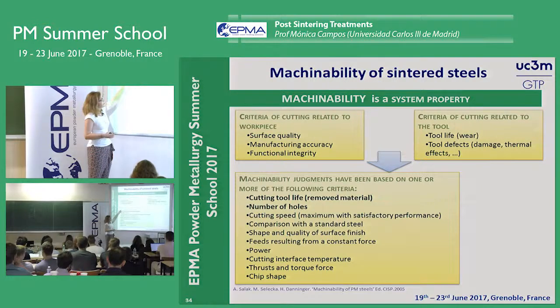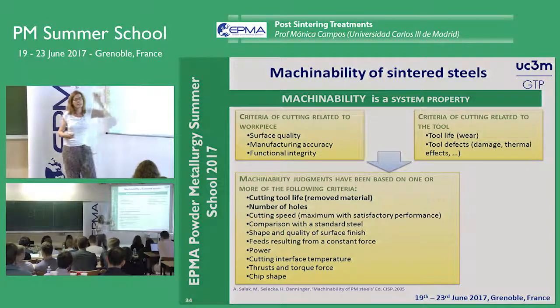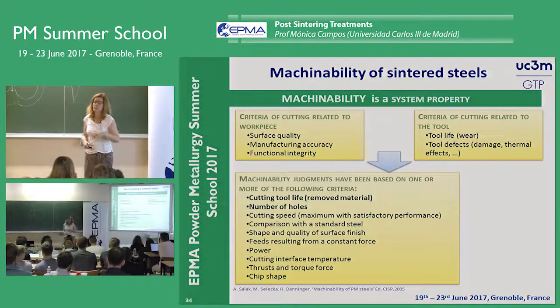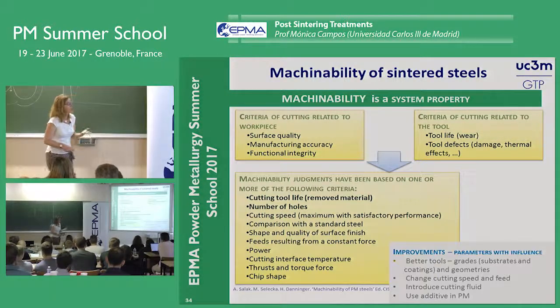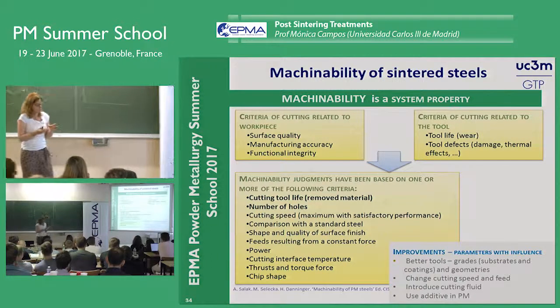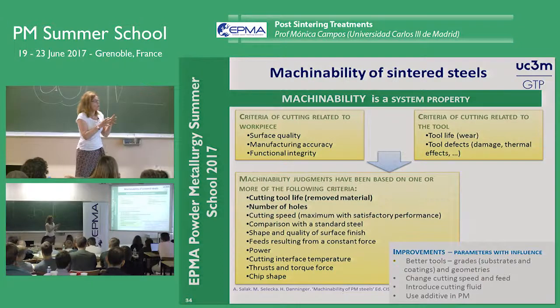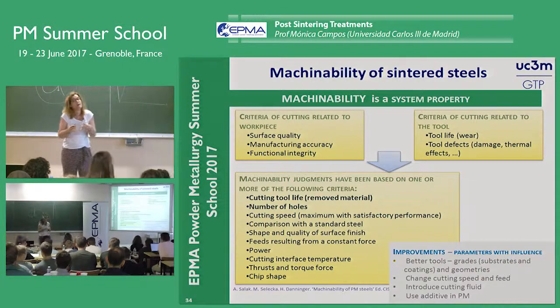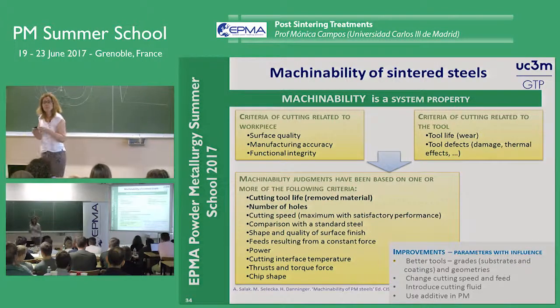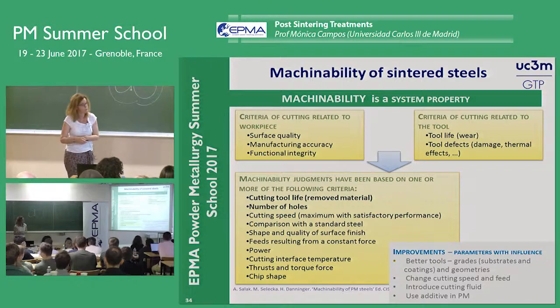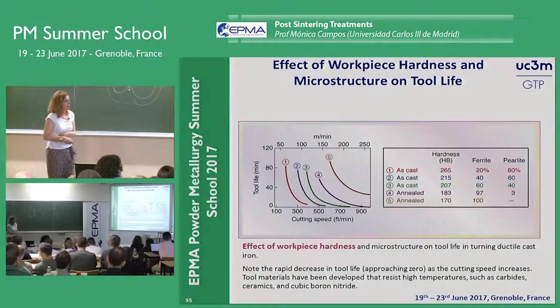And based on 2 different parameters of this list, we can see if it's easy or not to machine this component. If we want to improve these parameters, then maybe we are going to choose a better tool, or we can change the cutting speed, or maybe we can introduce some specific additive for machining PM components. Let me show you some example.